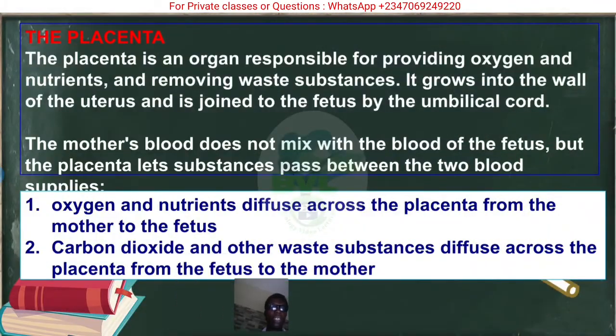Now there's a lot of information here. You need to know this. You'll be assessed on this in your exam. The placenta is an organ responsible for providing oxygen and nutrients, and also for removing substances. What substances? Waste products. It grows into the wall of the uterus and is joined to the fetus by the umbilical cord. Now, the mother's blood does not mix with the fetus's blood, but the placenta lets substances pass through. Let me show you something real quick.